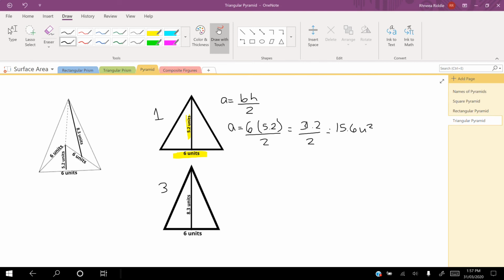And again, there's only one triangular base that looks just like this one. So we don't have to multiply 15.6 by anything. That is our area for this one face.